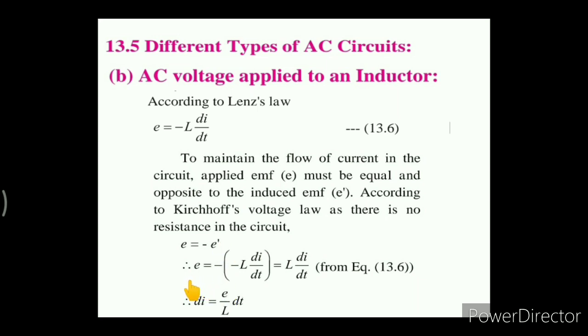As we know, the value of E dash is given as minus L di upon dt. So here we can say that E is equal to minus back EMF, and the back EMF to be induced is given as minus L di upon dt. So here we can write the term in bracket, that is minus of minus L di upon dt, and hence we are getting the instantaneous value of the applied EMF, E is equal to L di upon dt.